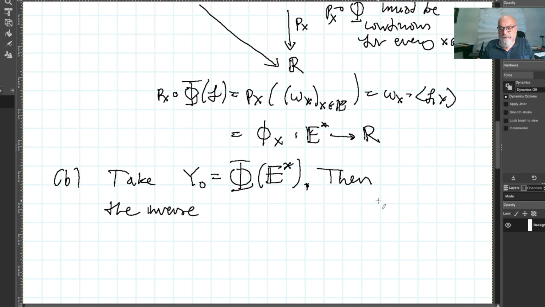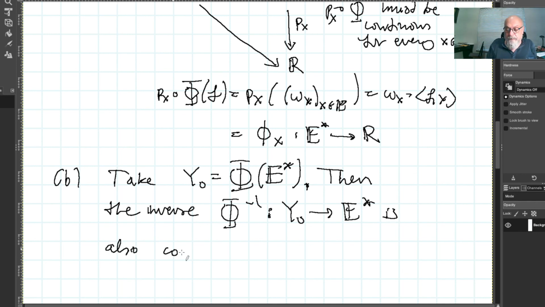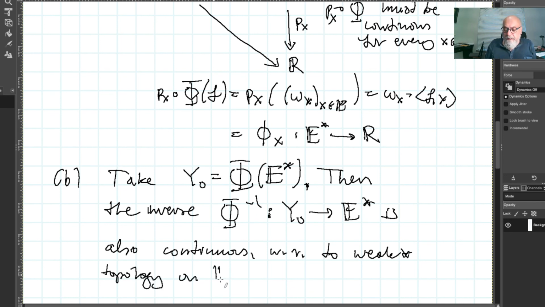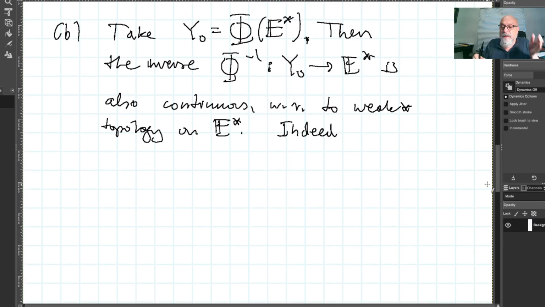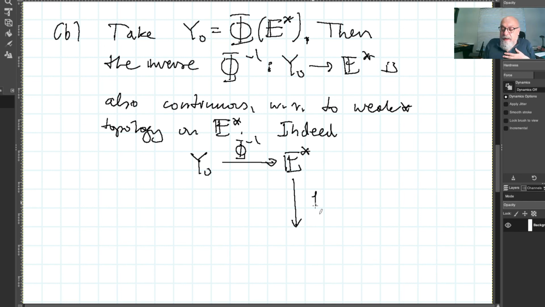Then the inverse phi minus 1 from y0 to E star is also continuous with respect to the weak star topology on E star. Indeed, in this case, I just need to consider this map. I take again this map, this is my phi minus 1, this is my E star, and then I need to take any functional. So let's take any functional f belonging to E star.